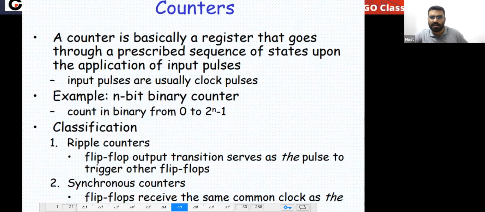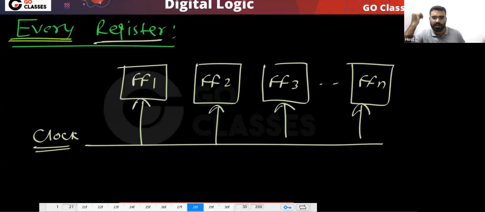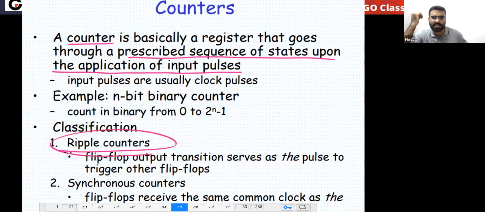And what is a counter? The definition of a counter is that it goes through a predetermined sequence of states. There are two types of counters. One is asynchronous, also called a ripple counter, and the other is the synchronous counter. Okay, let's move on now.